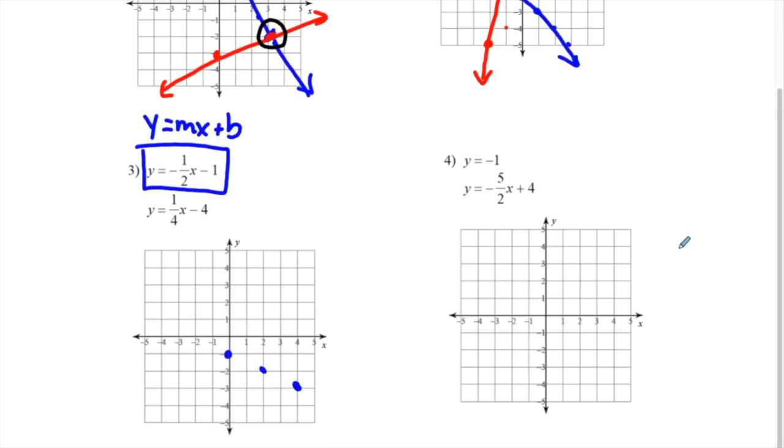But we can actually track backwards and go up 1, left 2, up 1, left 2, all the way across, because your line should go all the way across your graph, or else you're not getting all your points that you could possibly hit. All right, next one. You have a b, a y-intercept of -4, and then your slope is positive 1/4. So we're going to go up 1, right 4. And connect.